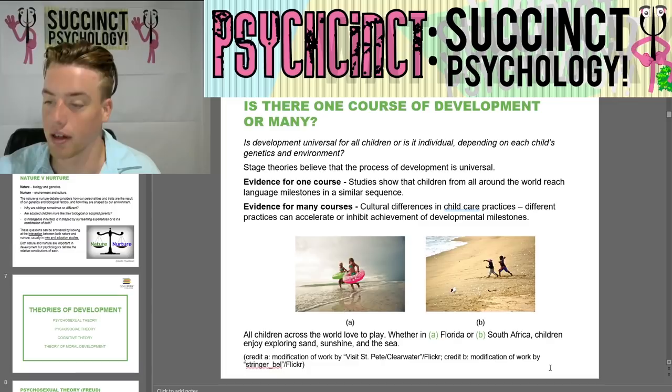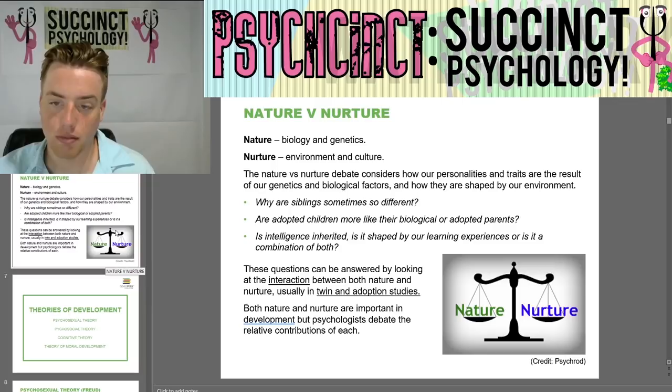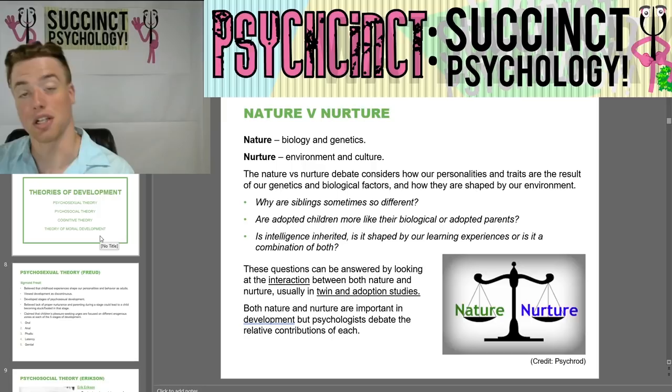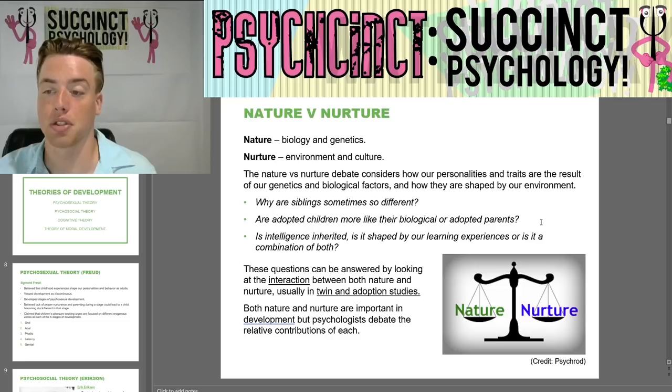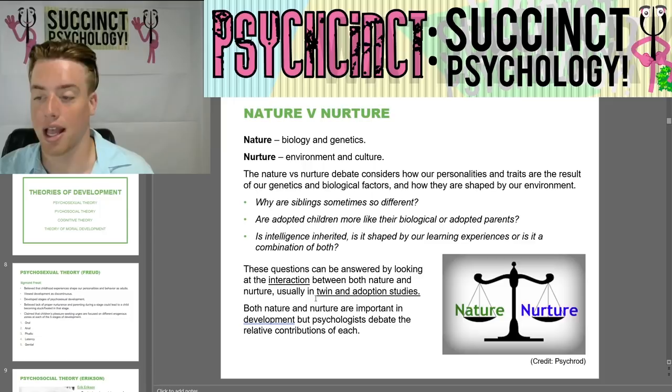That's universal. Next, we have the good old nature versus nurture debate. So, of course, nature is biology and genetics, and then nurture is environment and culture. So, the nature versus nurture debate considers how our personalities and traits are the result of our genetics and biological factors and how they're shaped by our environment. So, why are siblings sometimes so different? Are adopted children more like their biological or adopted parents? And is intelligence inherited? Is it shaped by our learning experiences or is it a combination of both? These questions can be answered by looking at the interaction between both nature and nurture, usually in twin and adoption studies. Both nature and nurture are important in development, but psychologists debate the relative contributions of each.